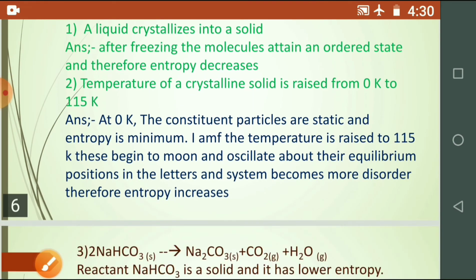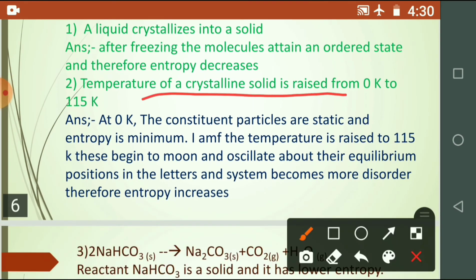Second one, the temperature of the crystalline solid is raised from 0 Kelvin to 115.